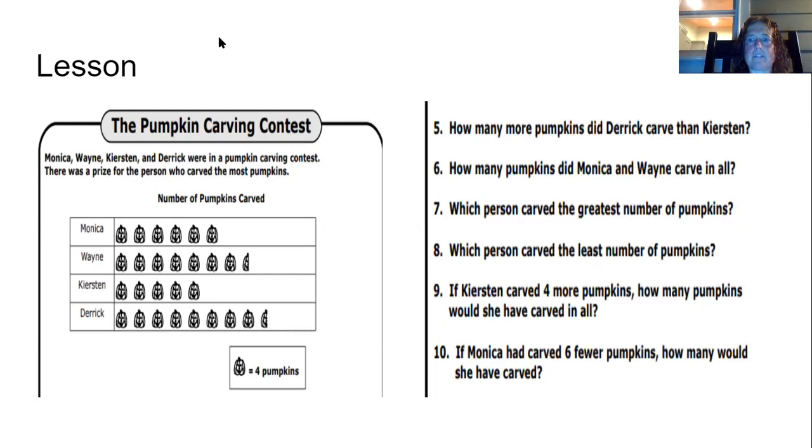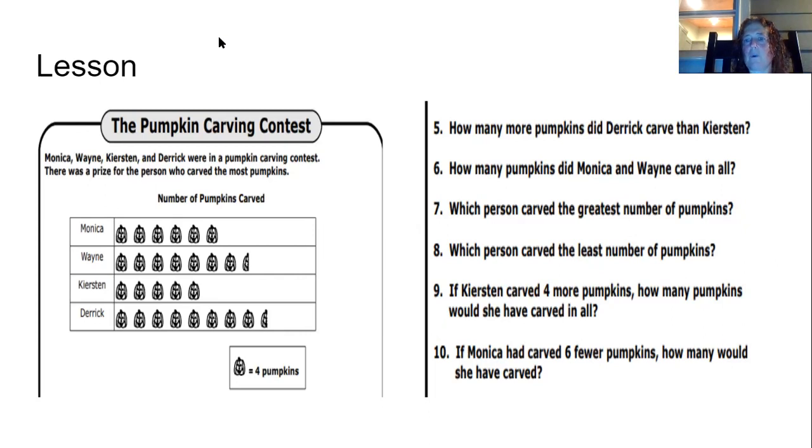All right, now, which person carved the greatest number of pumpkins? So we can simply look and see who has the most pictures of pumpkins. It appears to be Derek. So Derek would have the most pumpkins. Which person carved the least number? Well, here we're looking for the smallest number of pictures of pumpkins, right? And here we see that Kirsten has the lowest amount of pumpkin pictures. So we know it's Kirsten.